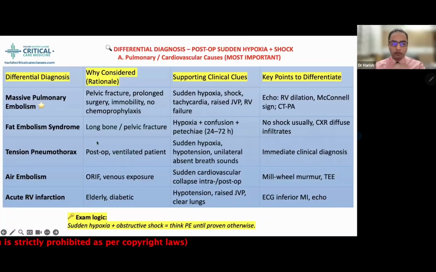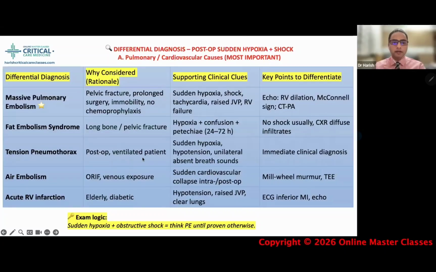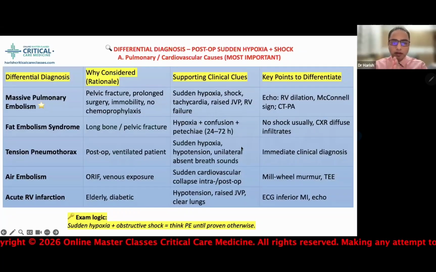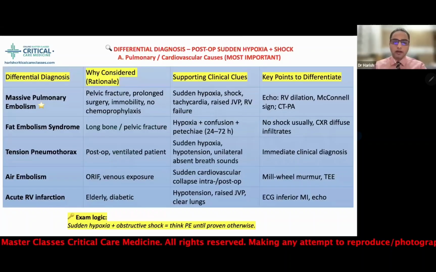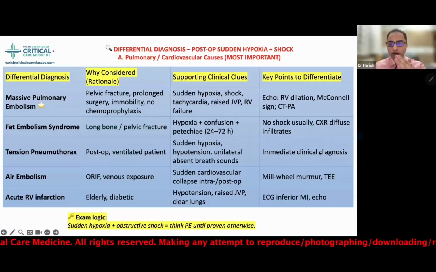Fat embolism syndrome, next differential: long bone or pelvic fracture, hypoxia plus confusion with petechiae you need to look for. Usually it appears at 24 to 72 hours. Usually they will not have shock. Chest x-ray shows diffuse infiltrates. So that is how we can have some differentials. Tension pneumothorax, post-op in a ventilated patient, that is common. But this patient is extubated, so less likely. The clinical manifestation remains sudden hypoxia, hypotension, and unilateral absent breath sounds. So immediate clinical diagnosis is the clue for tension pneumothorax.